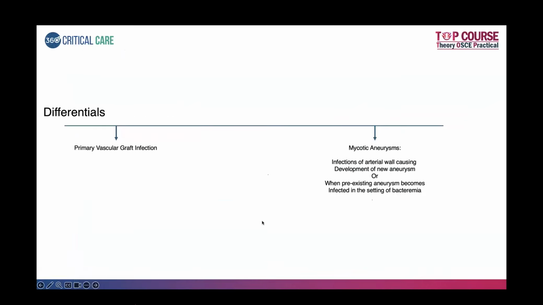All right. So the two important differentials you need to keep in mind are primary vascular graft infection in those who have it done, especially AV fistulas for hemodialysis, or any kind of grafting that has been done for any vascular abnormalities or vascular diseases, and mycotic aneurysms. That is infection of the arterial wall causing development of a new aneurysm, or when a pre-existing aneurysm becomes infected in the setting of bacteremia.